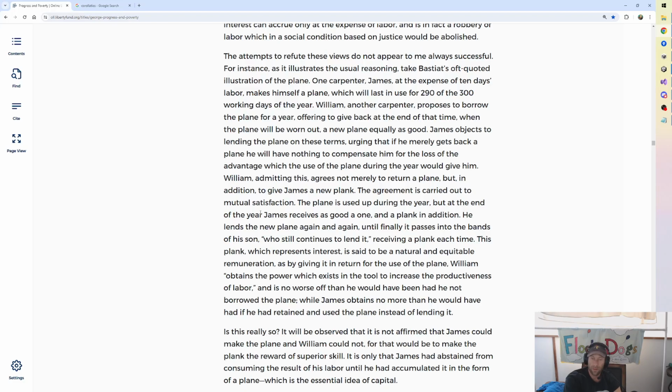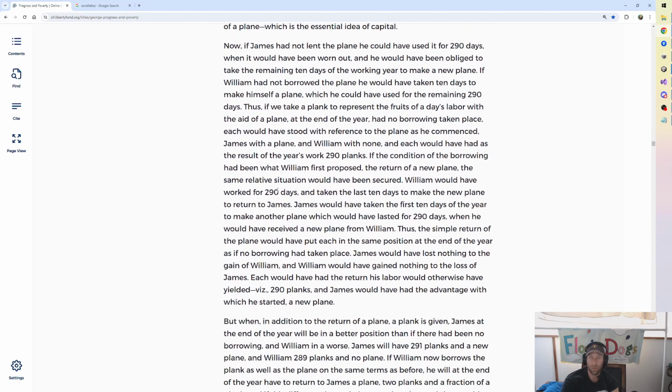George says, is this really so? It will be observed that it is not affirmed that James could make the plane and William could not, for that would be to make the plank the reward of superior skill. It is only that James had abstained from consuming the result of his labor until he had accumulated it in the form of a plane, which is the essential idea of capital.